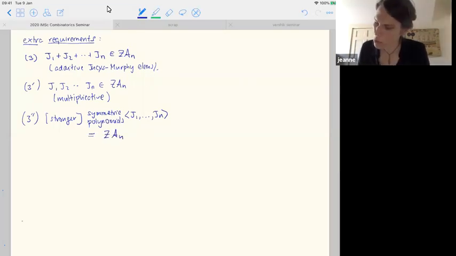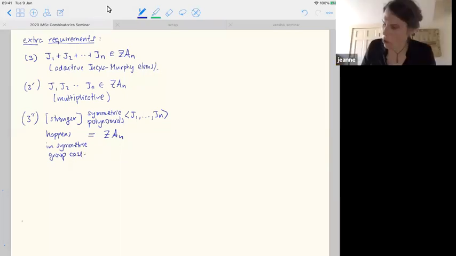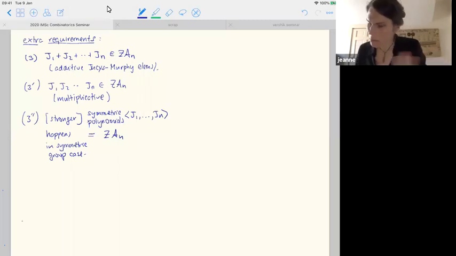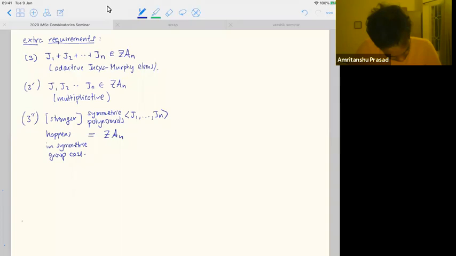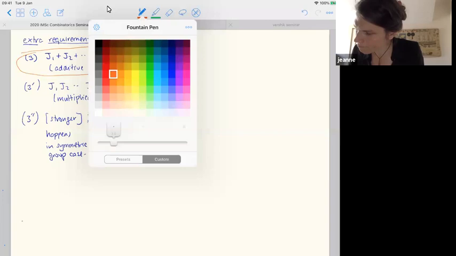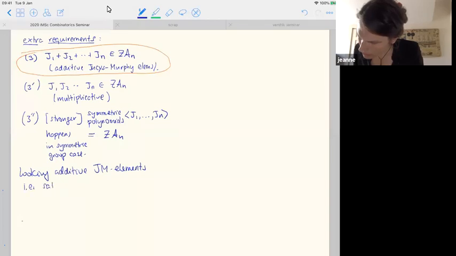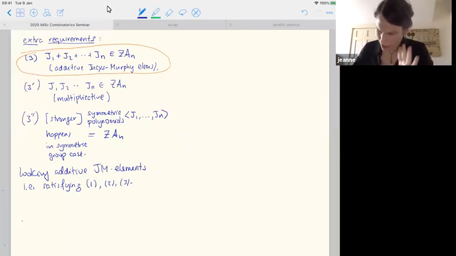This third property happens in the symmetric group case. It would be something hoped for, but maybe not necessary. What I would like to at least focus on are Jucys-Murphy elements that satisfy 1, 2, and three, this additive property, and see what we can find. So I'll be looking for additive JM elements satisfying 1, 2, and 3.